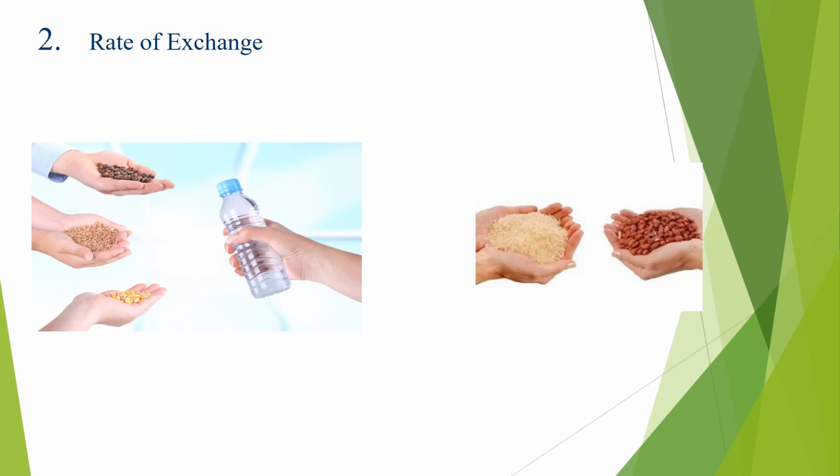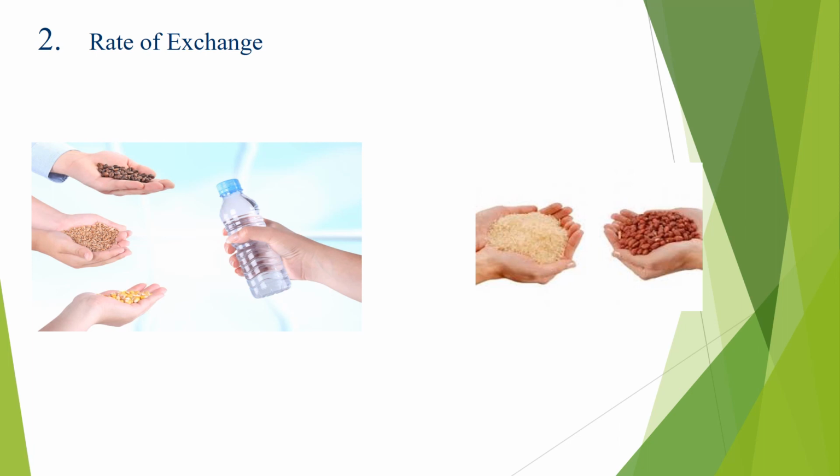Now here we can see where the person on the left is trying to trade a bottle of water for maybe some grains of corn or peas or whatever those are. But the challenge with this is, how do you determine how many grains of corn to give the individual for the bottle of water, right? So the rate there is difficult, which poses a problem again for the barter system.